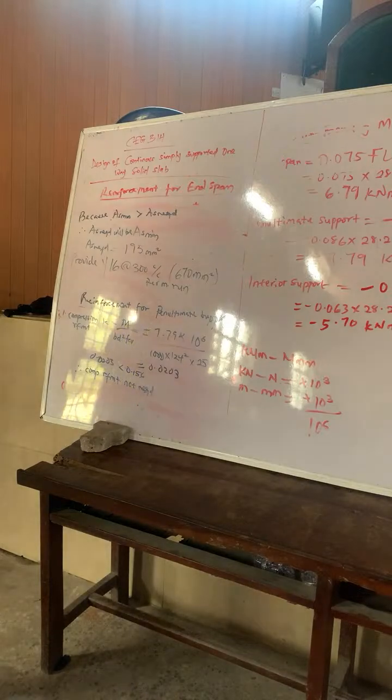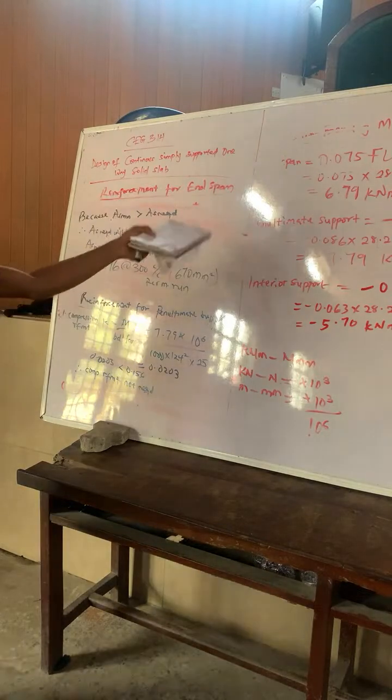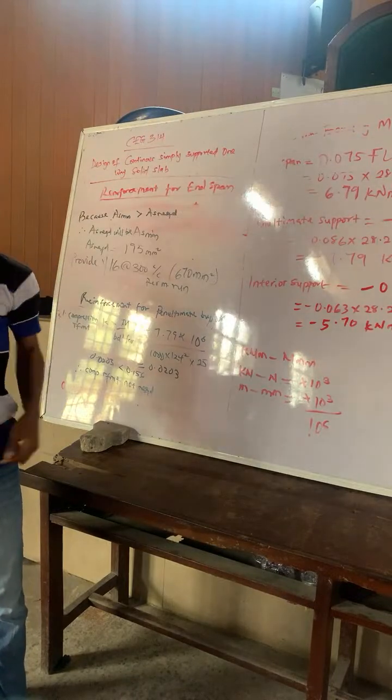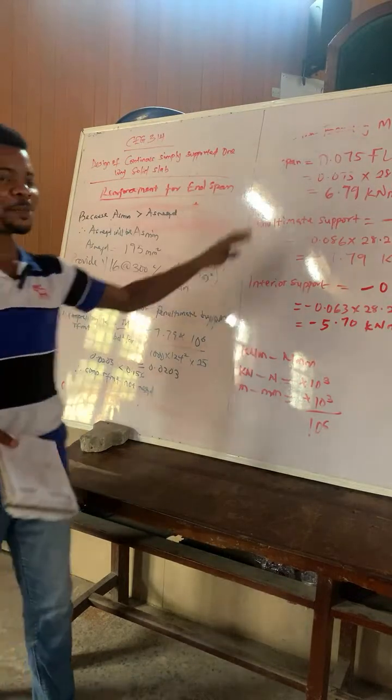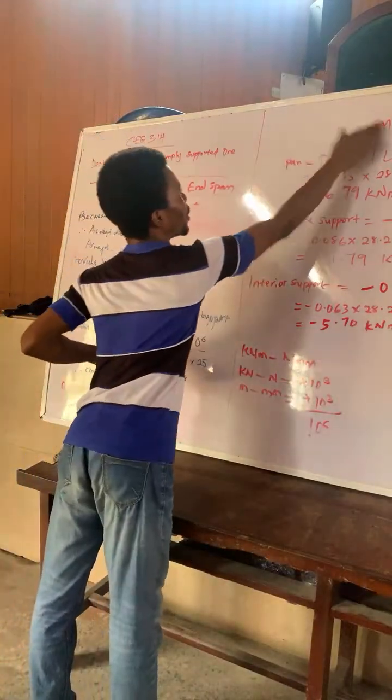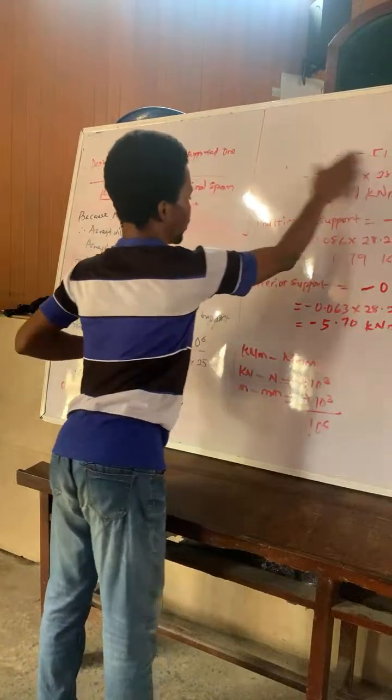You get. Please, can I wipe this place or this place? Which one? This place. Please, can you help me shift the camera? Okay.